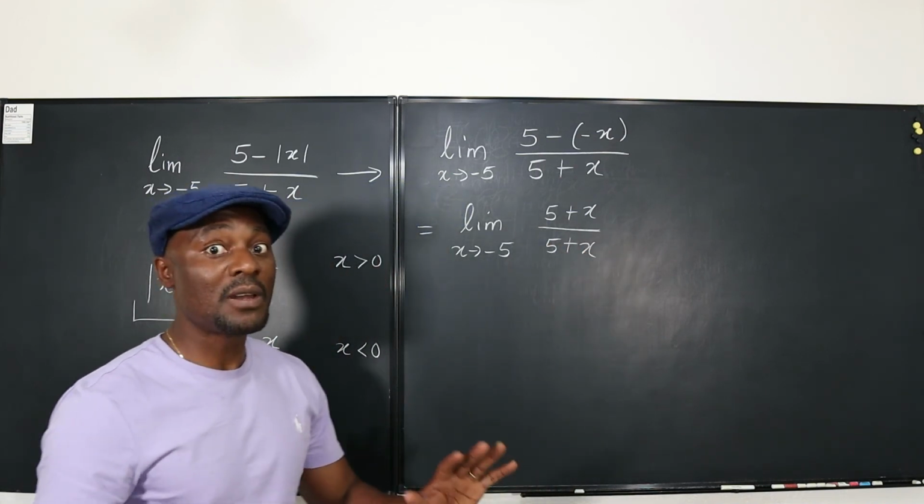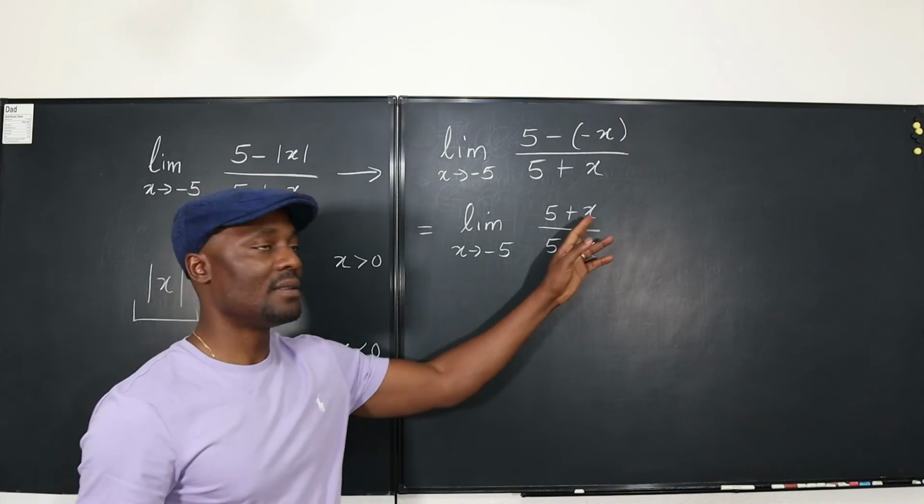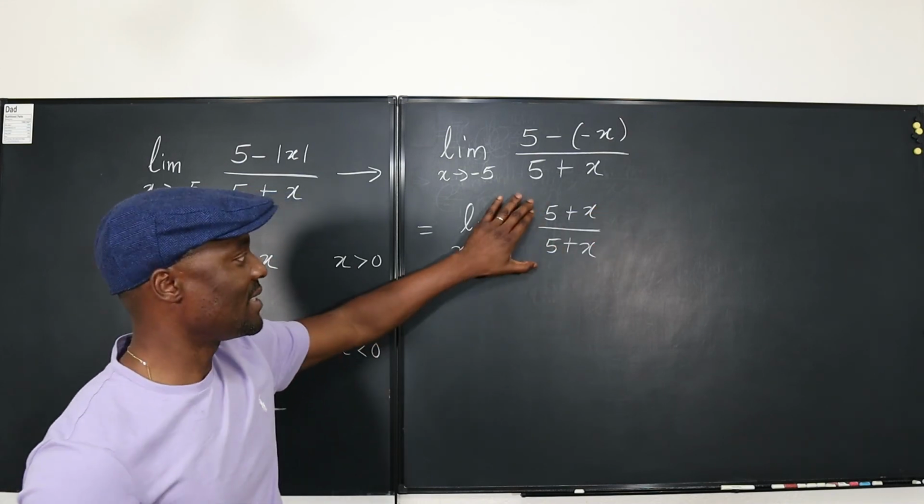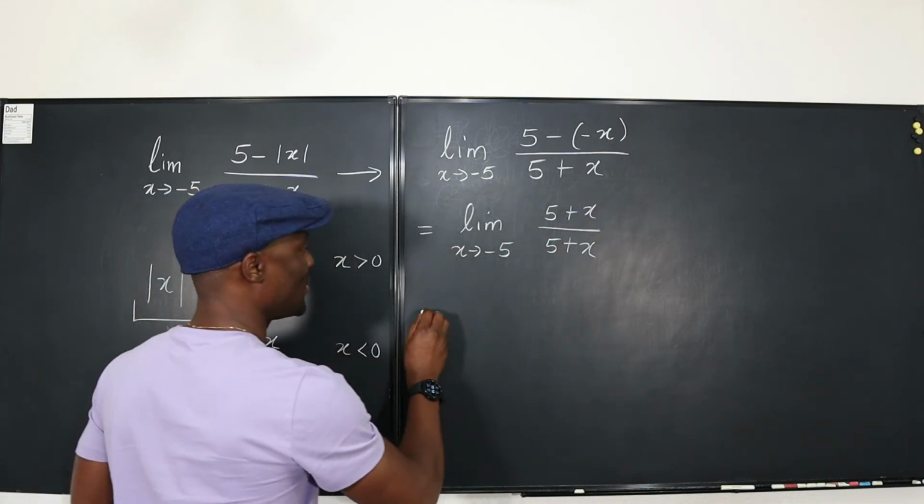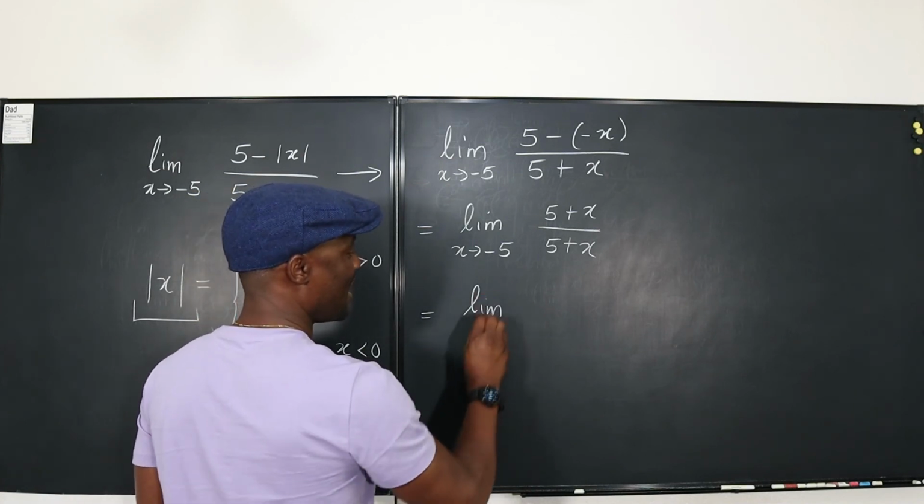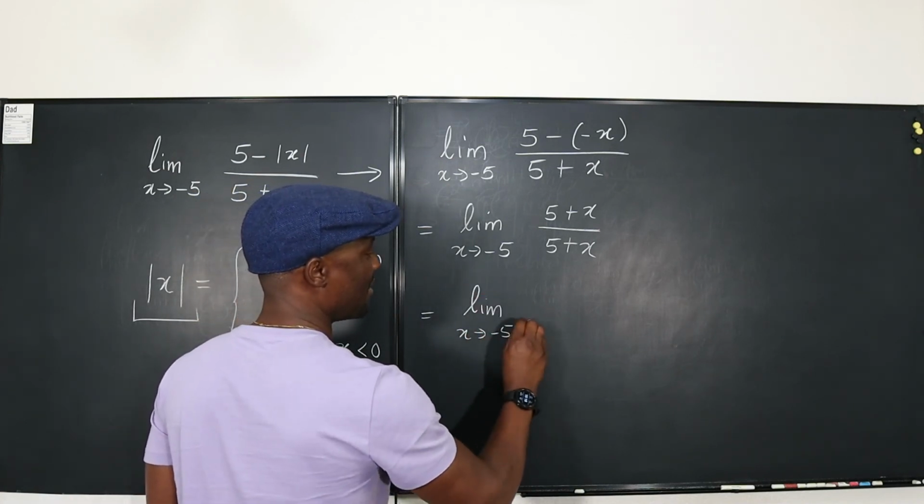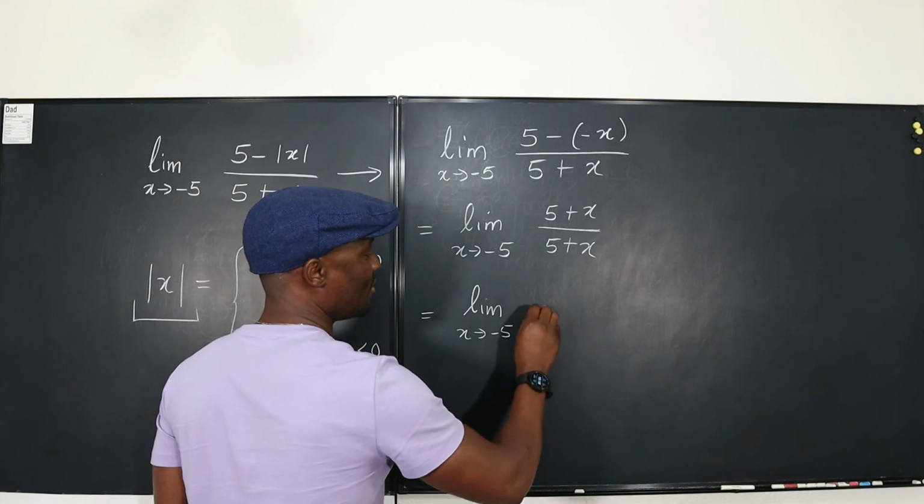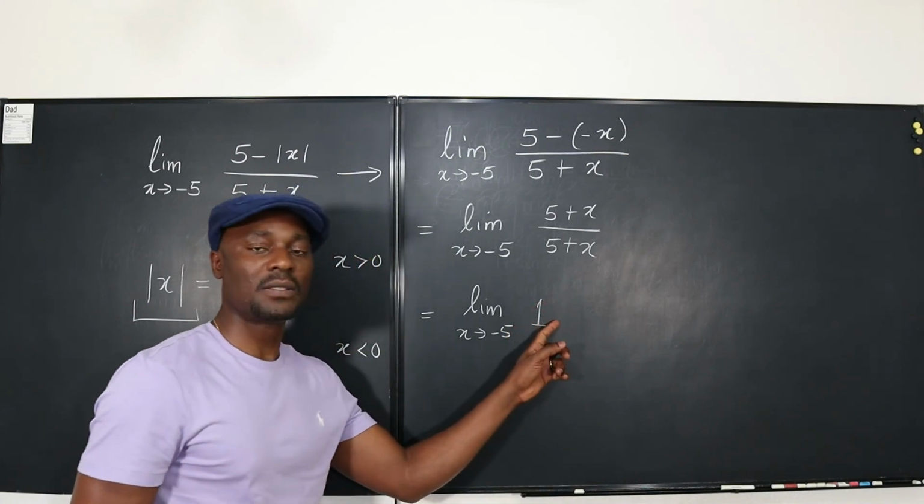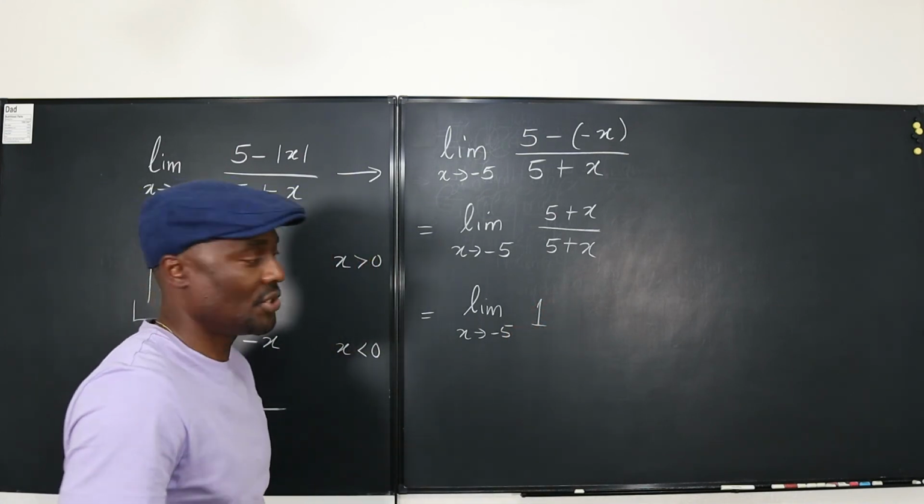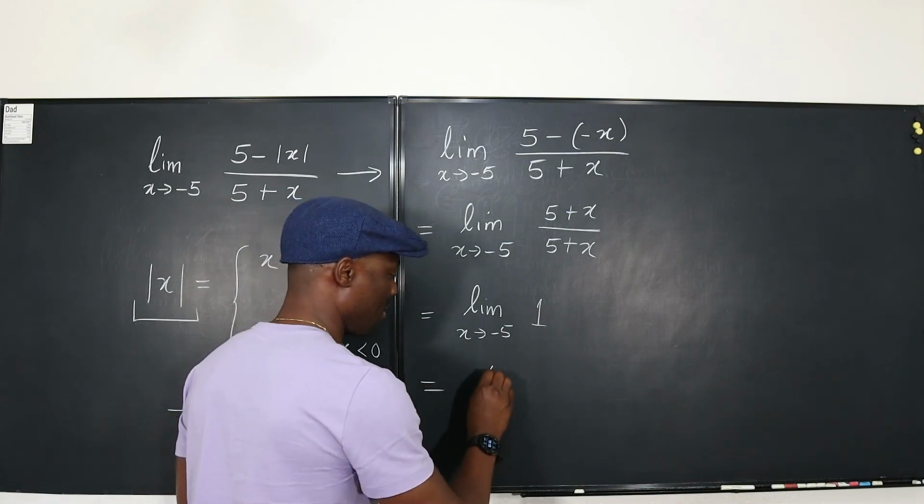Now, it would be a terrible mistake if you decide to plug in negative 5 here. You don't need to plug this in as long as this simplifies. So this is the same thing as the limit as x approaches negative 5. What is this divided by this? It's 1. Well, the limit of a constant is that constant because it's not changing. So your answer is 1.